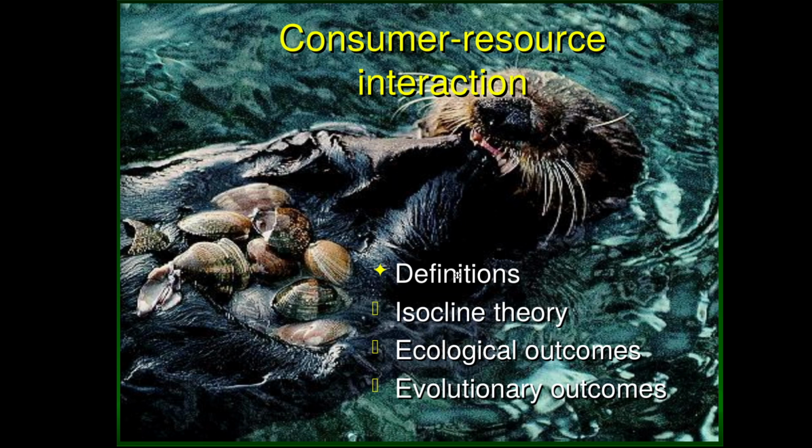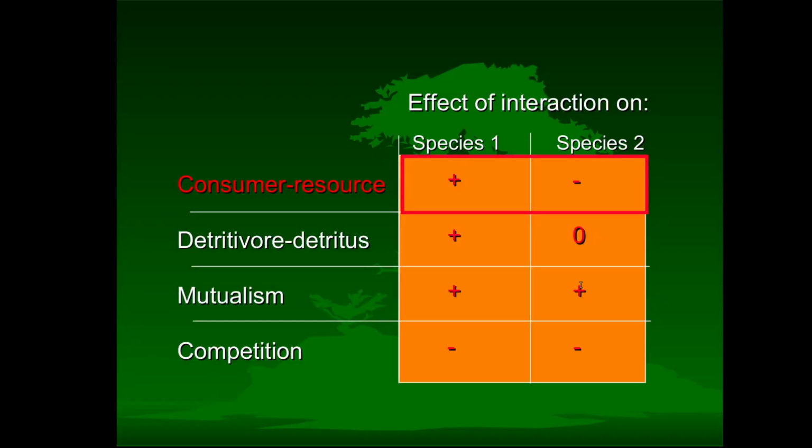Okay, let's continue our consideration of species interactions and move on to the next type of interaction we want to consider, that's the consumer resource interaction. We're going to look at definitions, isocline theory, ecological and evolutionary outcomes of this interaction.